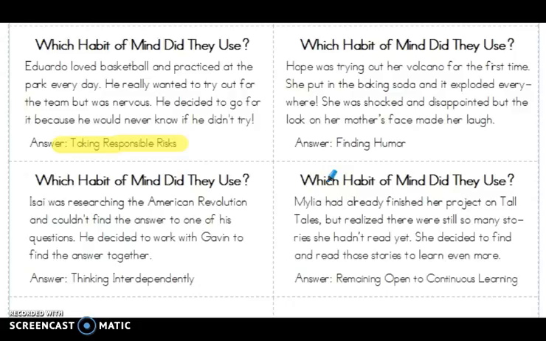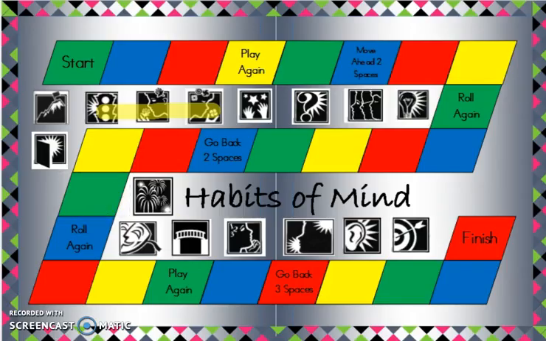But again, like in other cards, if a student can justify their answer for another habit of mind, the group gets to decide whether or not they will accept that answer. This is the board game that students will be using. They start here and they travel through the different color squares matching the color of the card that they would draw. The first person to reach the finish and answer that question correctly would be the winner.